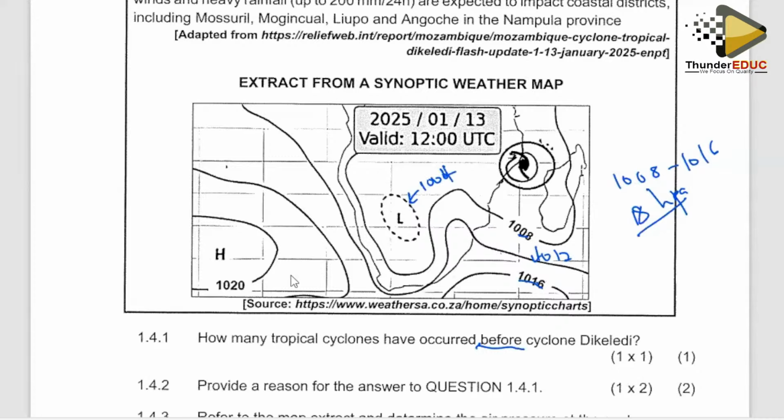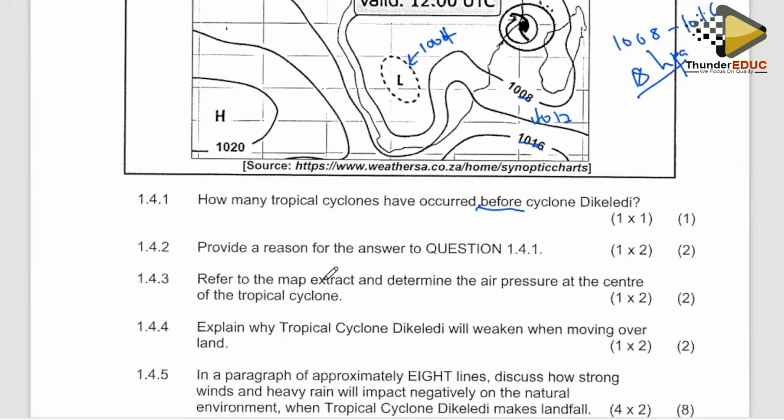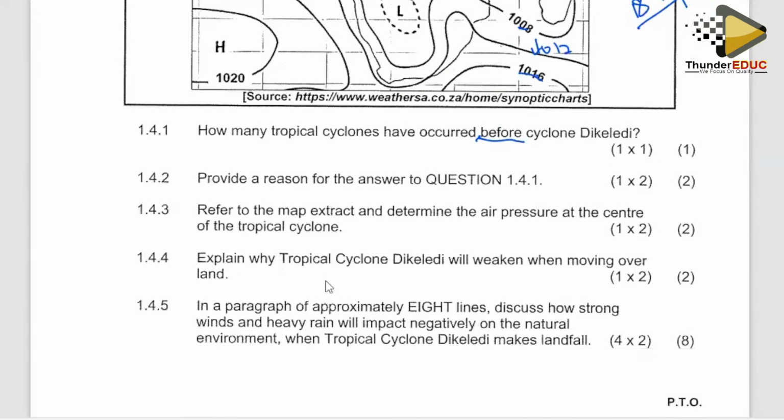Sorry, 1004. Right. So it means as we go towards the center of the system, as we approach the focal point of our weather system, our pressure must keep on decreasing, must keep on going down. So it must be below 1004 at the center of the system, according to the readings that we have been following there.